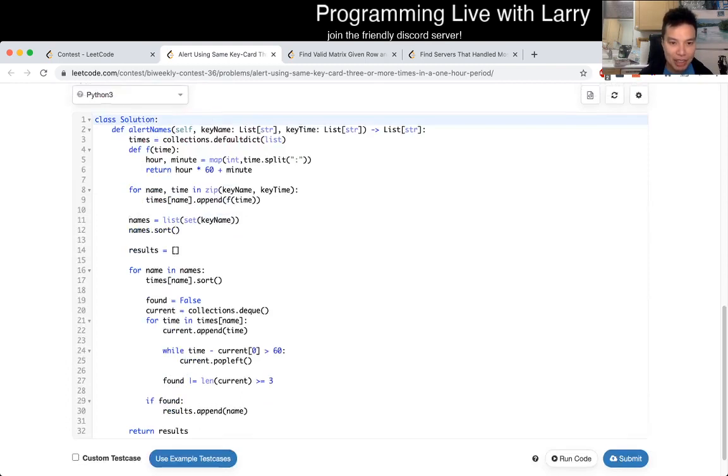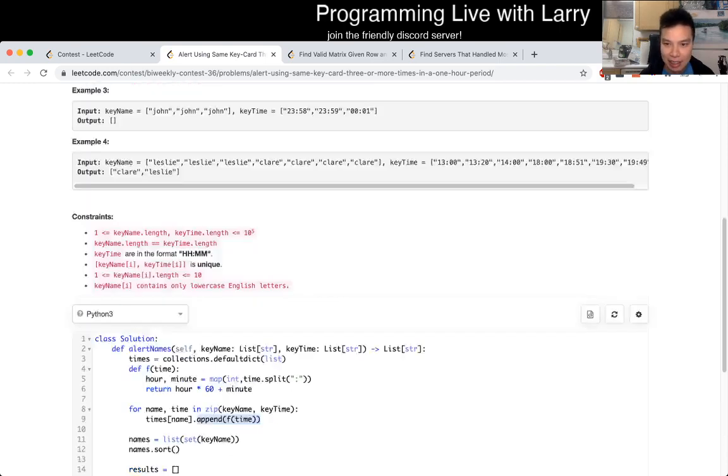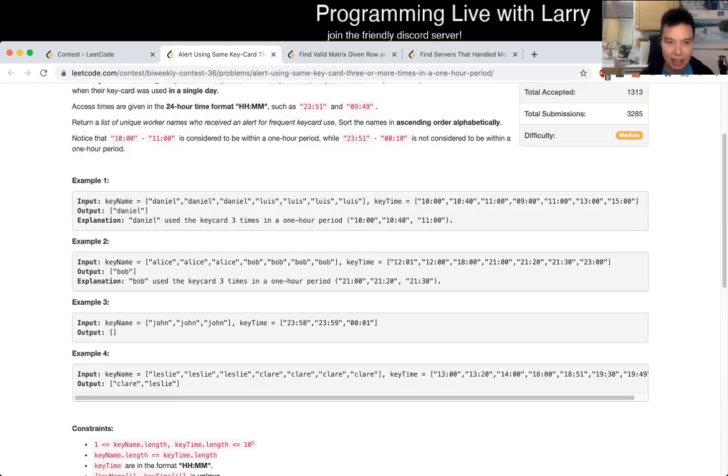So I have a function that converts the time, a string time, to just the minutes. It makes the math a little bit easier for me. So for each key card name and a time, we zip it together, and we have a collection, a list, and we put times. So times sub name is a list, and we add the time into the list.